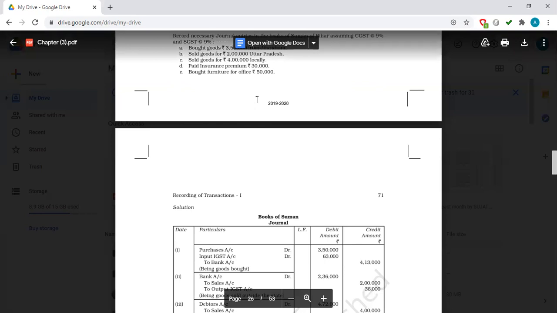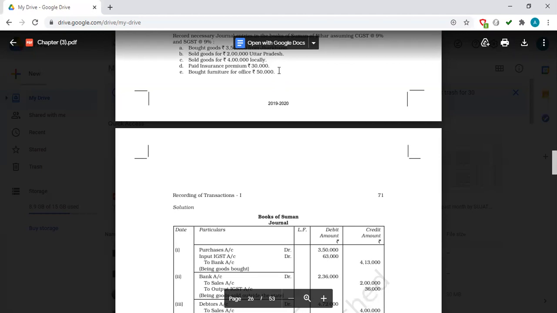Third one is sold goods of rupees 4 lakhs locally. Locally means CGST and SGST. So sold goods, bank account debit to sales, this we know. Now what will be added? To output CGST and to output SGST. So write down what you know. Bank account debit, leave the amount. To sales account, the amount of sales is 4 lakh. To output CGST.